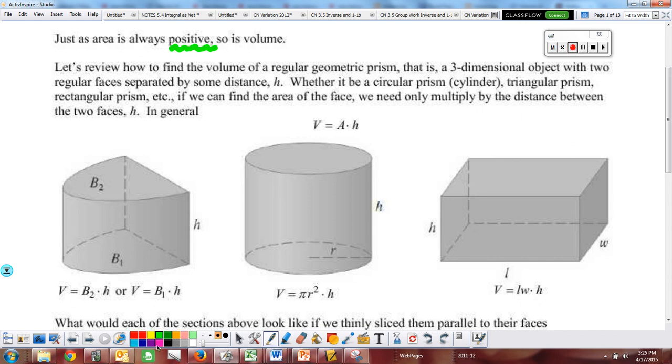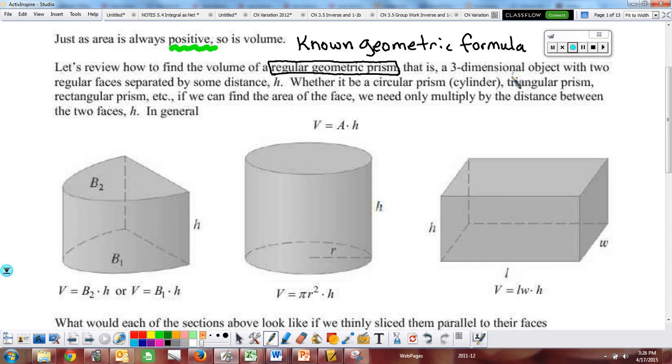And just like we did in the area unit, we're going to start the volume unit by reviewing volumes of known solids, things that you know from geometry. So we're going back to known geometric formulas to ground our idea of how we find volume, by looking at how we would have found volume when you took your geometry classes earlier.